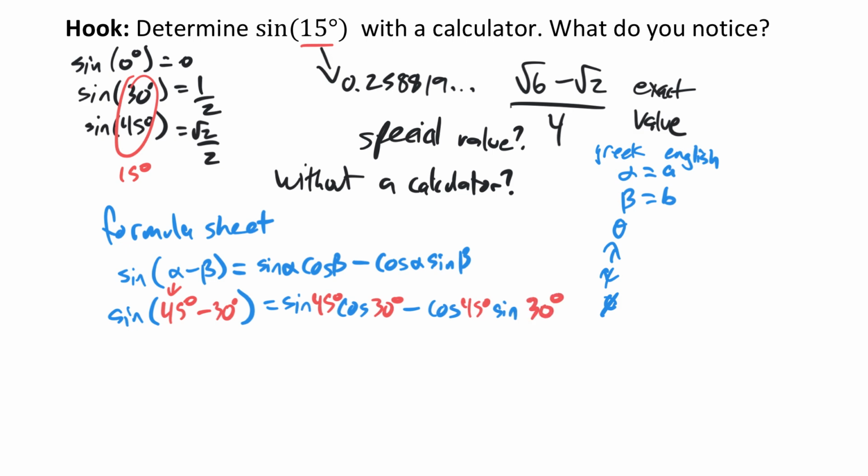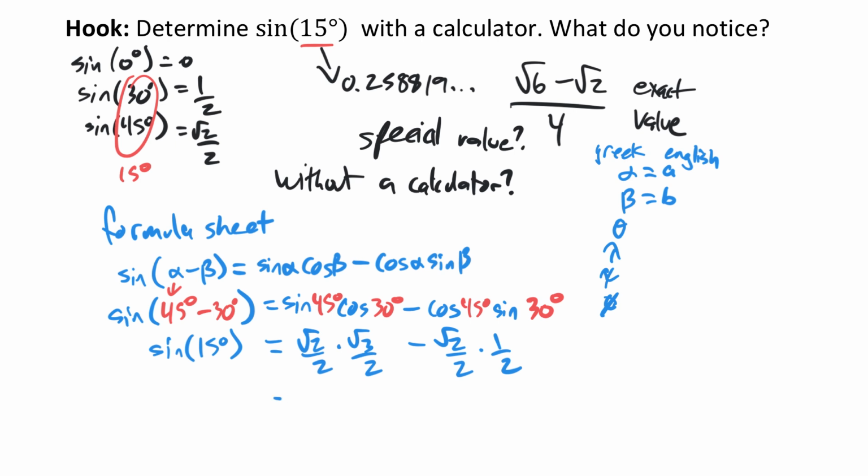Now the nice thing about this is on the left-hand side, if I were to simplify this, 45 minus 30 in the brackets is 15. So the left-hand side of this formula represents sine of 15, the question that I'm trying to work on. And the right side represents a bunch of unit circle values. Sine of 45 is root 2 over 2. Cos of 30 is root 3 over 2. Cos of 45 is root 2 over 2. Sine of 30 is 1/2.